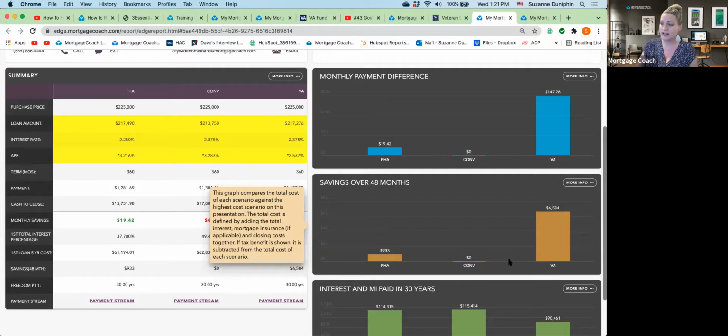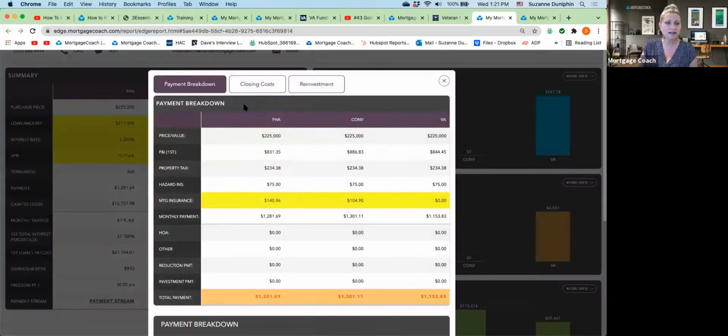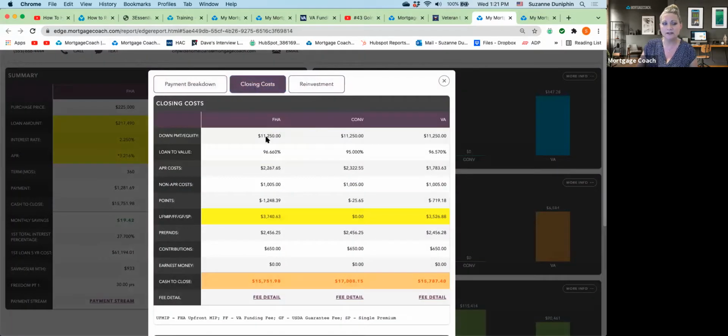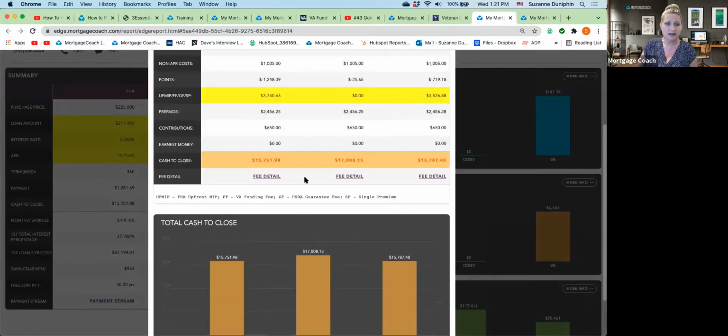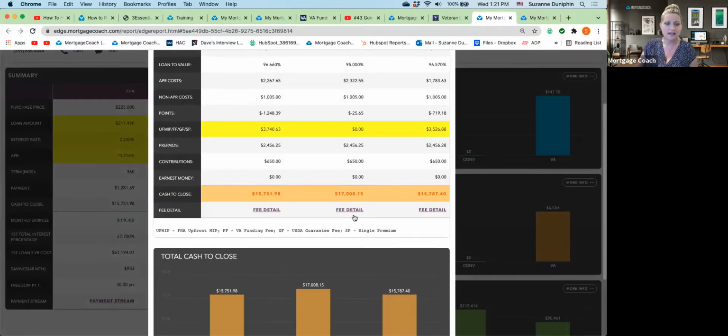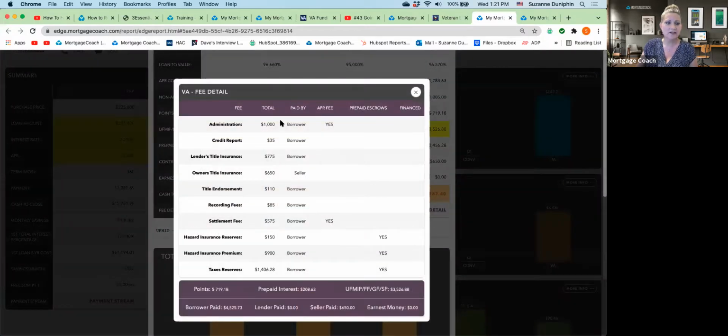A lot of times VA closing costs are less than other products too. Let me go back to closing costs, because this might not be for all lenders, but in this particular example, the fees for the FHA and conventional are a little bit higher than the VA. The VA has a straight up $1,000 admin fee, and the FHA and conventional have an underwriting fee and a processing fee. That varies based on the lender, but a lot of times the fees are less.